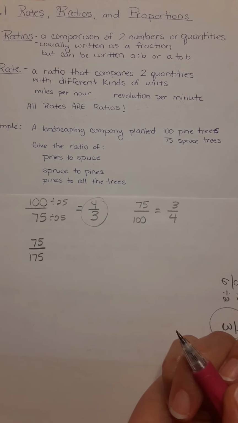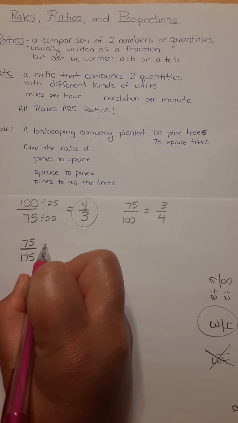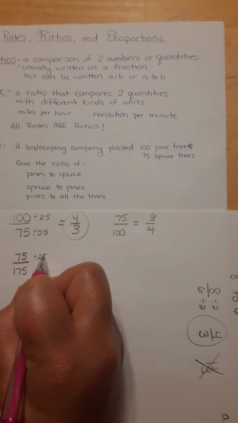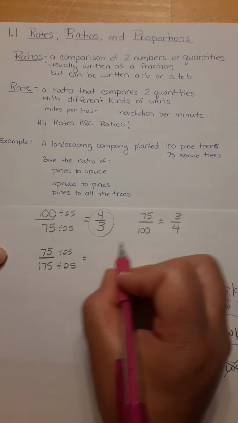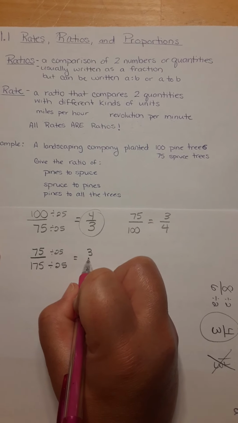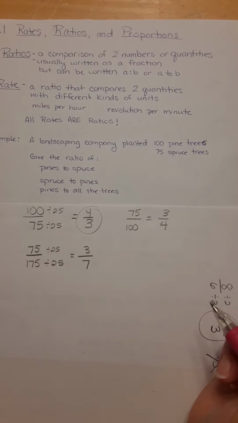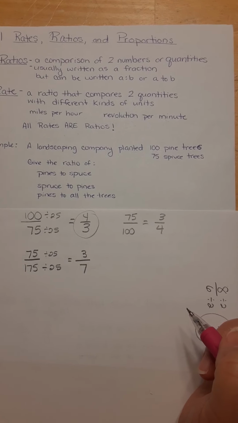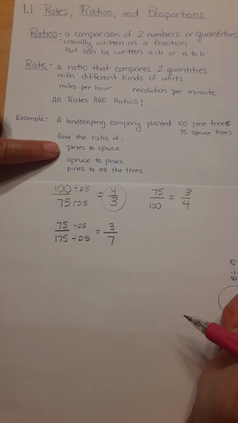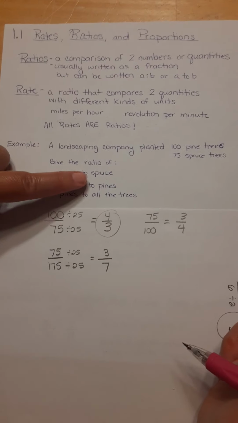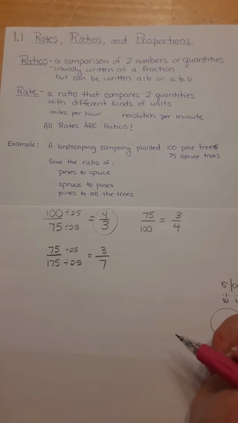Can I reduce that fraction? Yeah, I can. Okay, so I'm going to reduce it again by 25. And my reduced ratio is going to be 3 and 7 in the bottom. Okay. So that's working with ratios with the information they give us. Always remember what they give us first goes in the numerator. The second thing goes in the denominator.